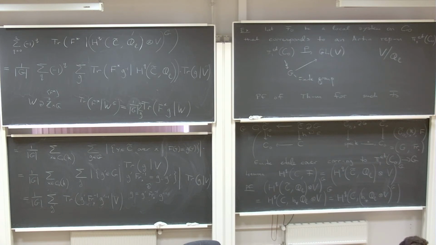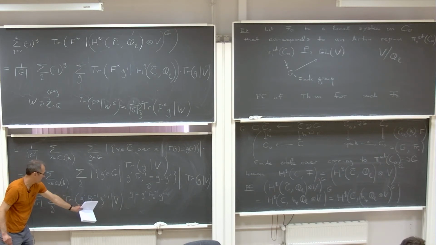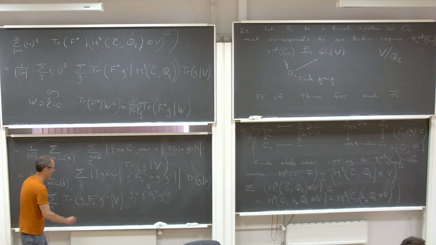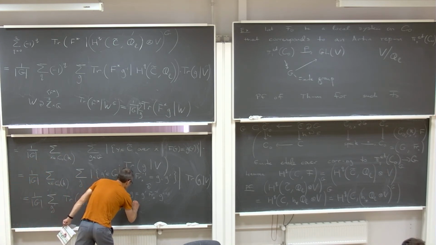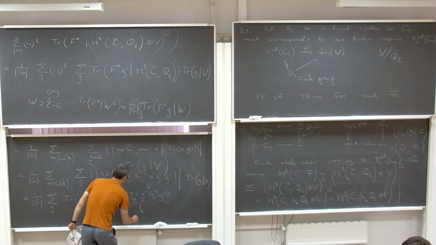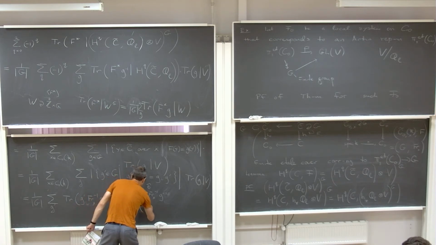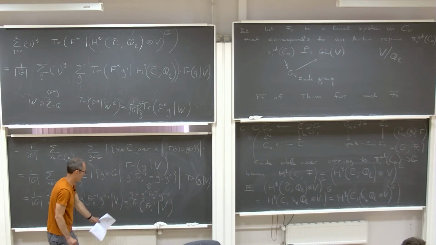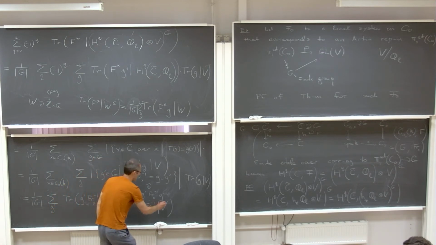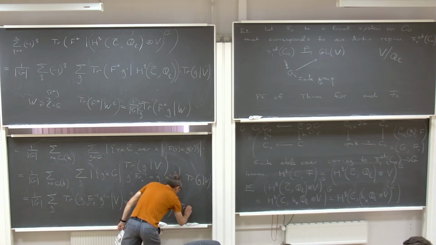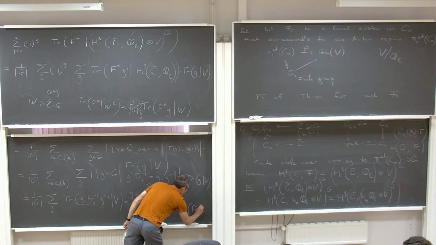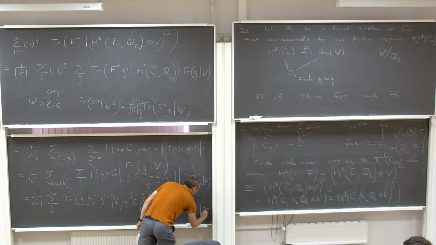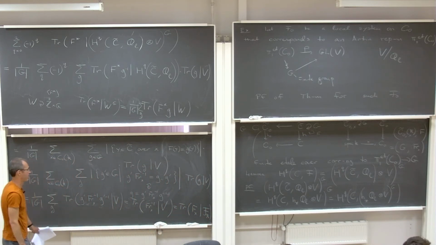Okay? So you see that all these terms are the same because these are conjugate matrices, and what we get is the trace of Frobenius X inverse acting on V, and the arithmetic Frobenius is inverse to the geometric Frobenius. And this completes the proof.